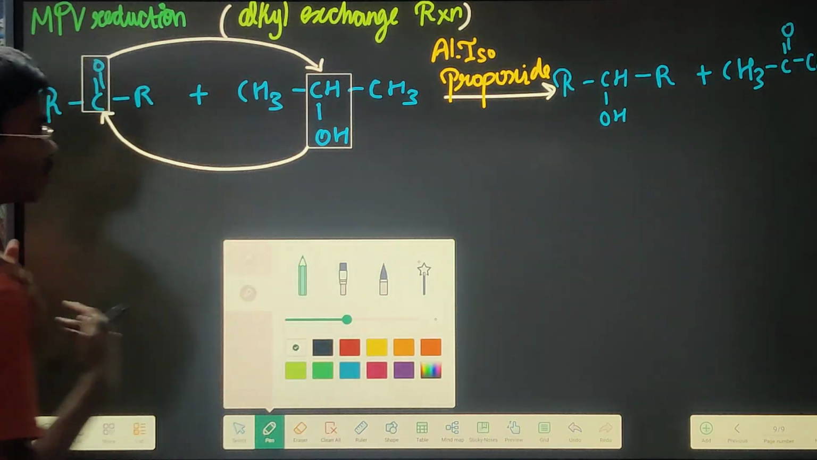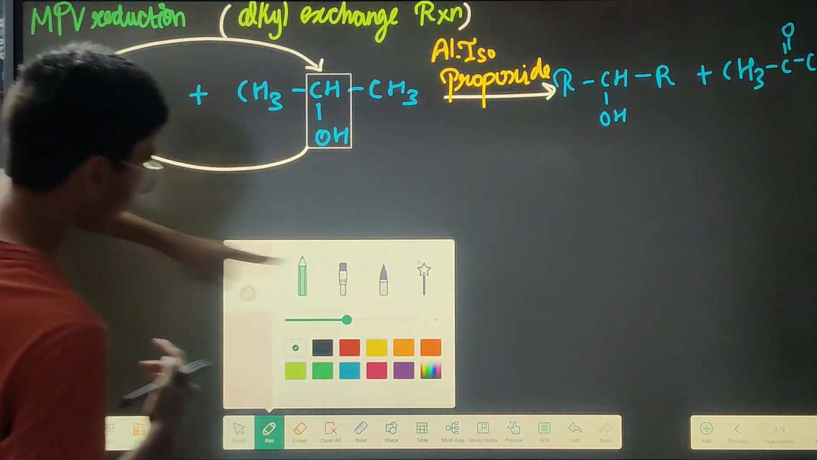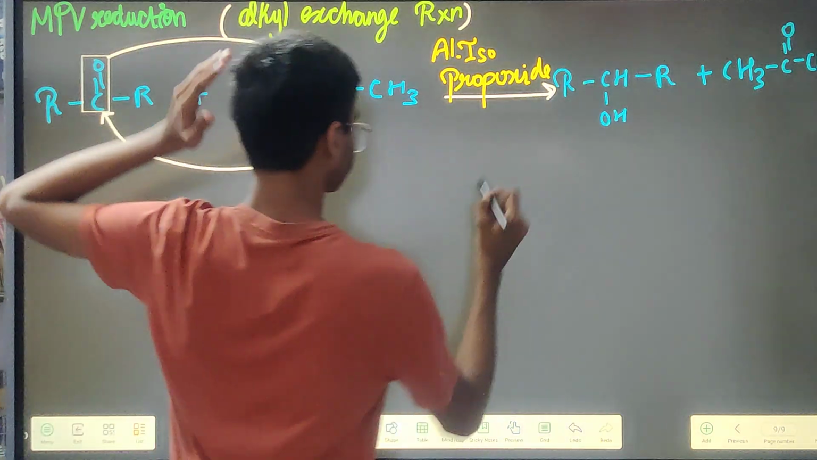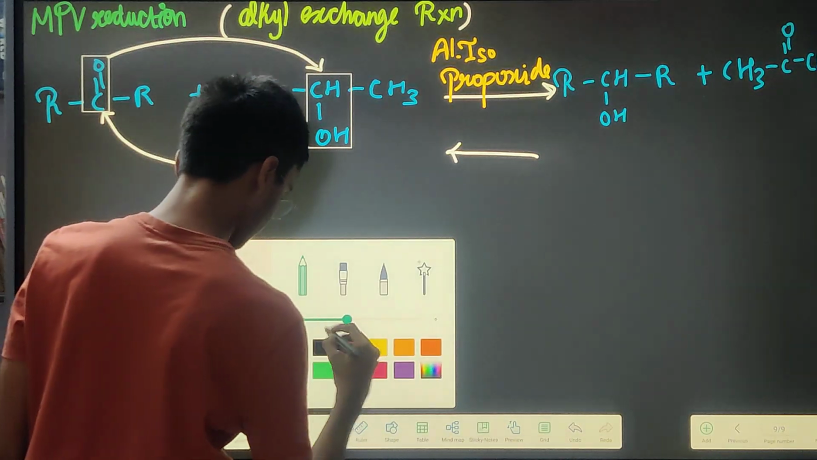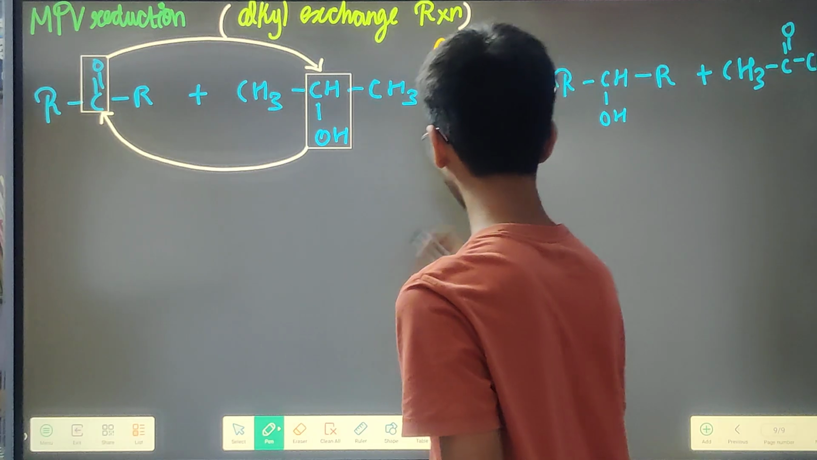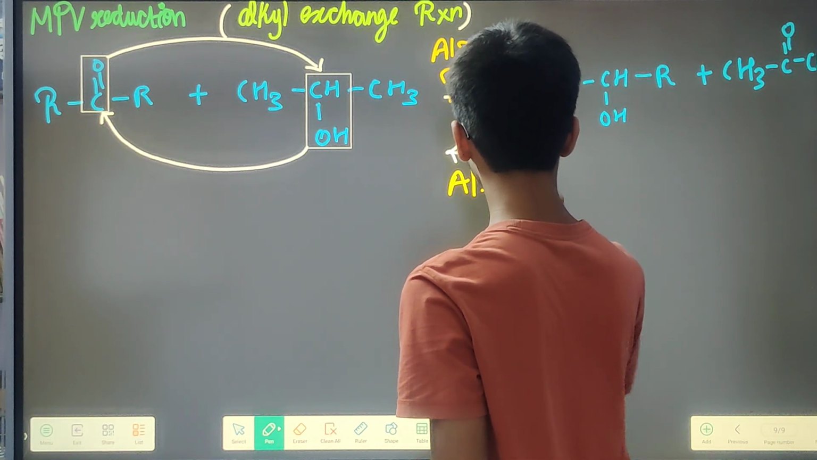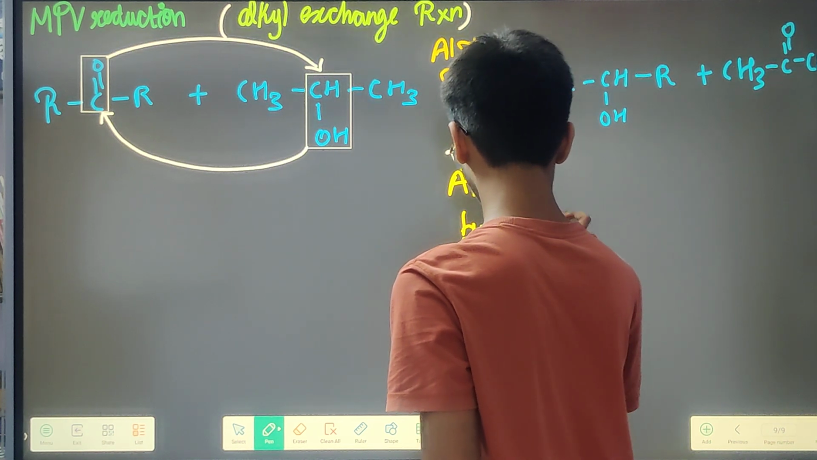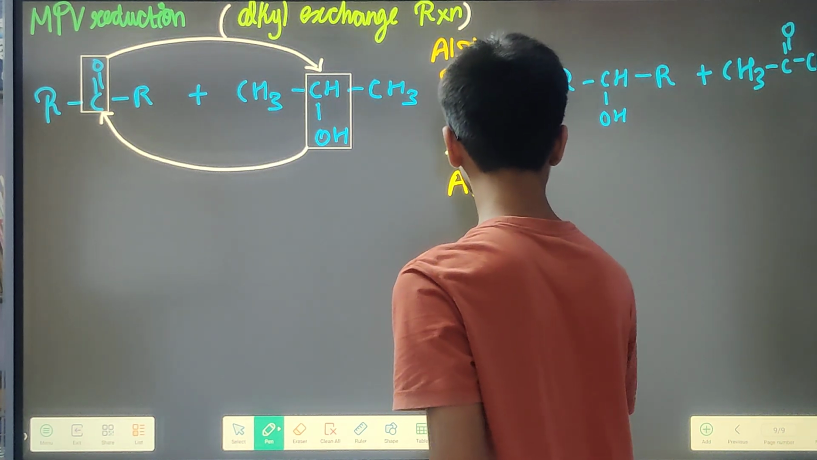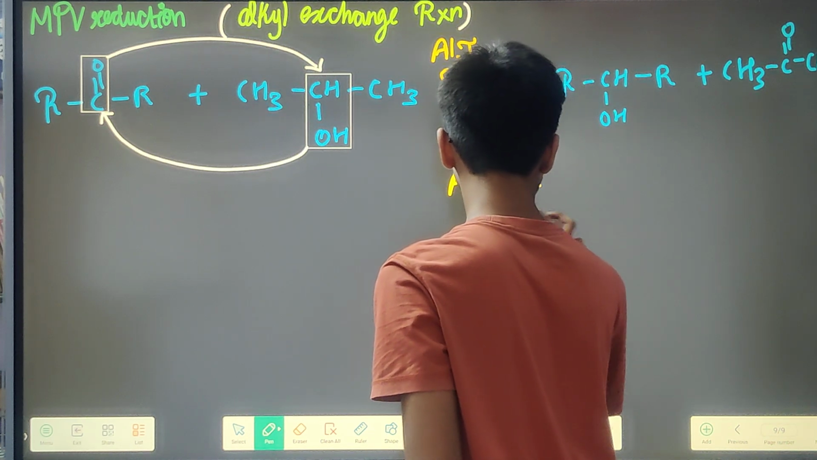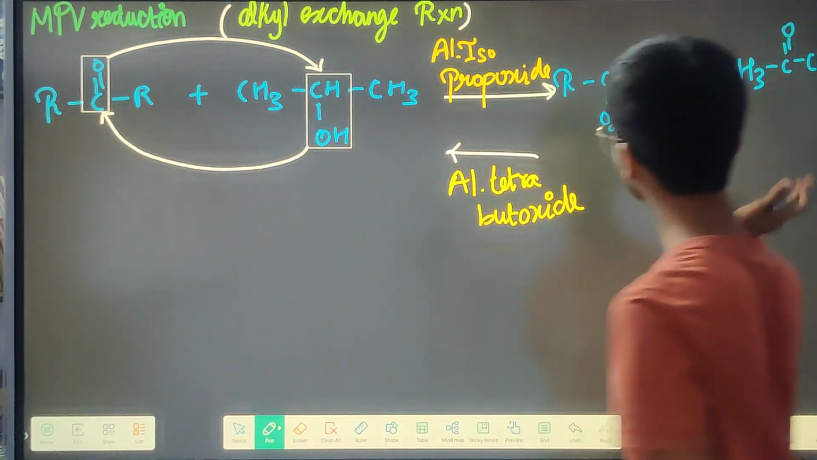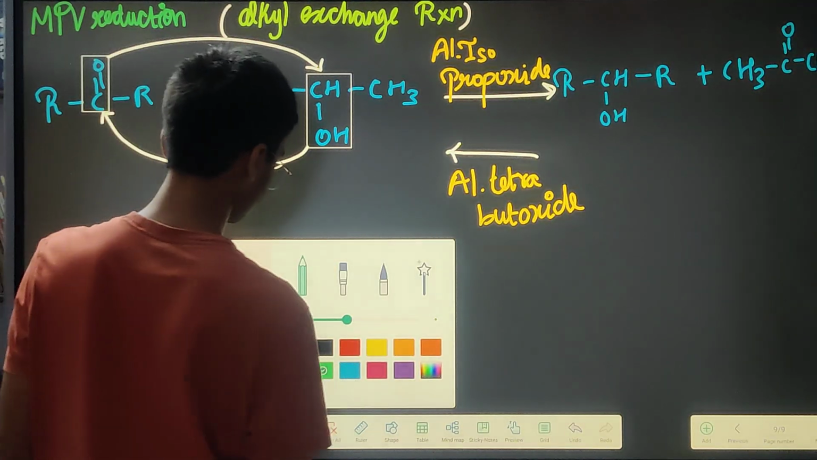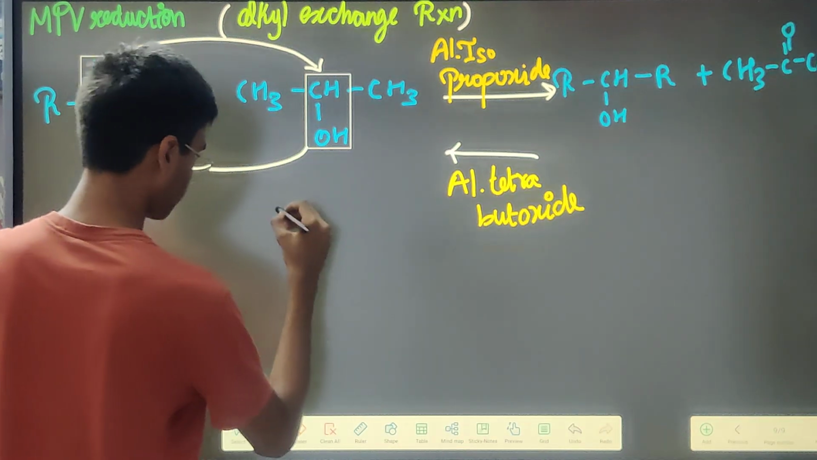Now if you want to reverse it, like from this if you want to get back this again, then what you have to do is add aluminium, this time tetra butoxide. Then from this again this will be coming. So this reaction is known as MPV reduction. And this one is actually known as Oppenauer oxidation.